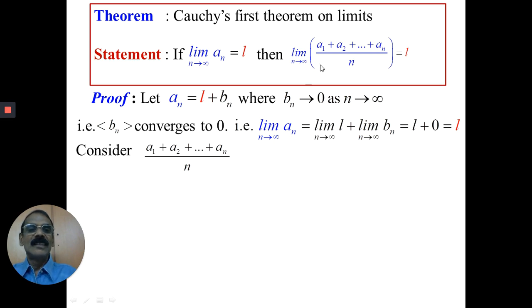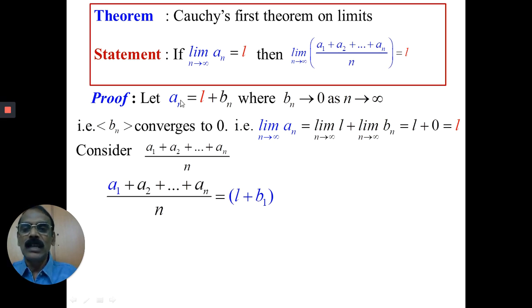Now, let us consider the arithmetic mean of the first n terms of the sequence, namely (a1 + a2 + ... + an)/n. Now, what is an? an is L + bn. Then what is a1? Put n equal to 1 here, a1 will be L + b1. Similarly, replace each and every value of a, so a2 will be L + b2, and so on.